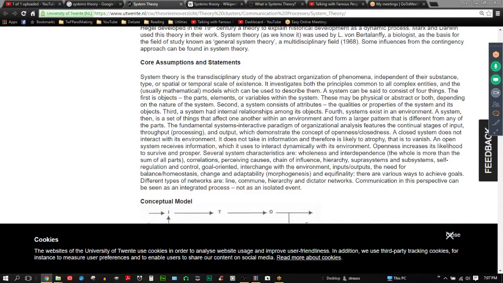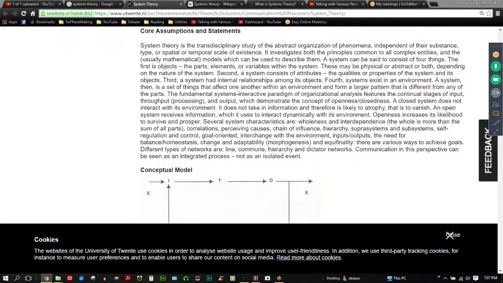Systems theory is the transdisciplinary study of the abstract organization of phenomena, independent of their substance, type, or spatial or temporal scale of existence. It investigates both the principles common to all complex entities and the usually mathematical models which can be used to describe them. A system can be said to consist of four things.